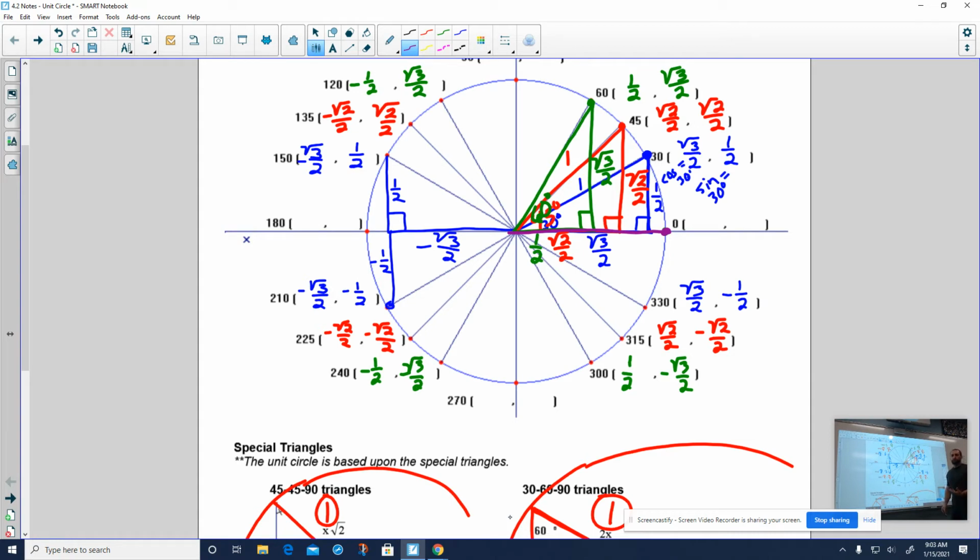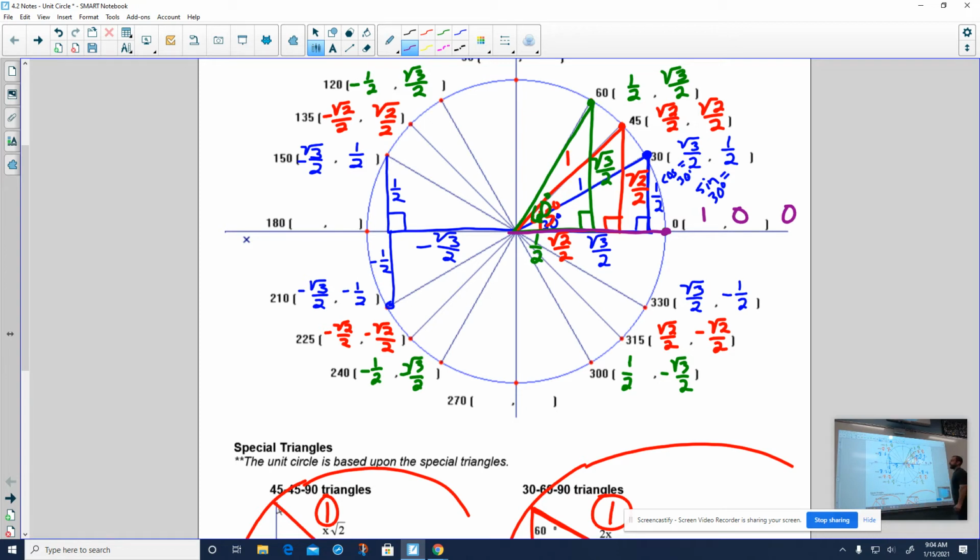So you just use your coordinates. We know that length is 1 since it's the unit circle, so this coordinate would be 1, 0. So the cosine of 0 degrees is 1. The sine of 0 degrees is 0. And then if I wanted to do tangent of 0 degrees, I would take y over x, 0 over 1. 0 divided by 1 is 0. So tangent of 0 degrees is 0.